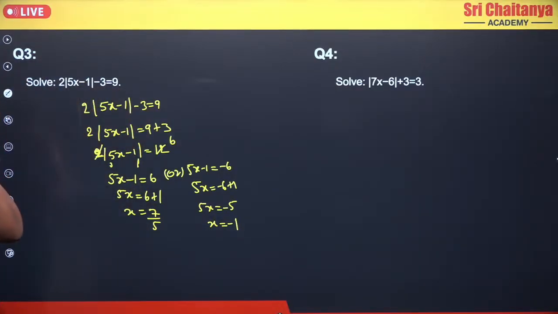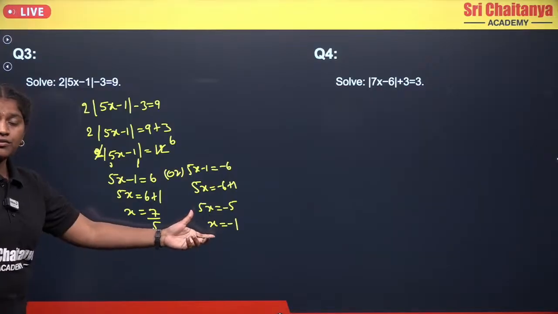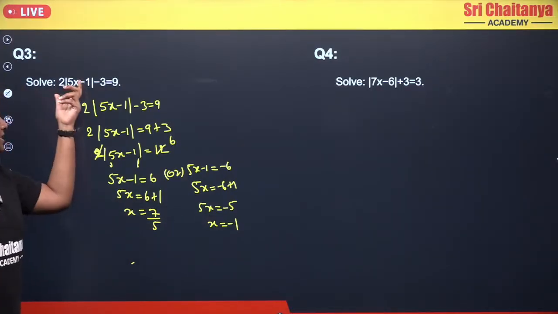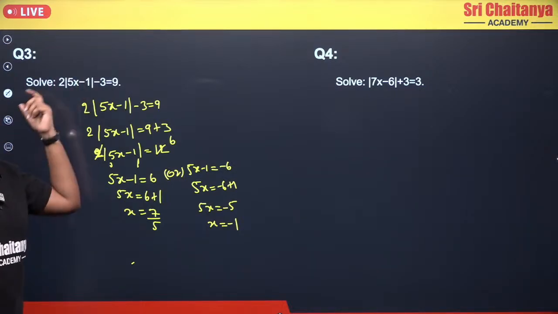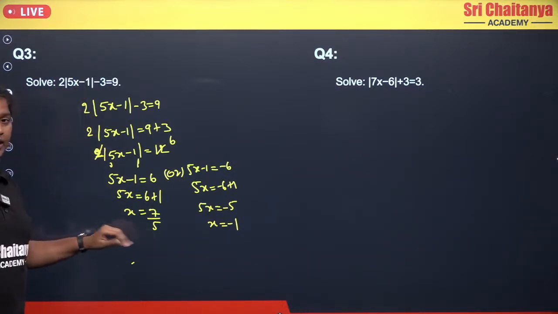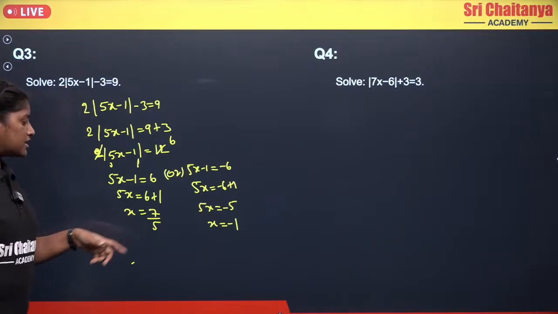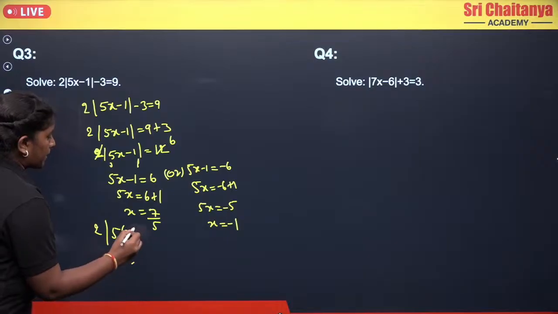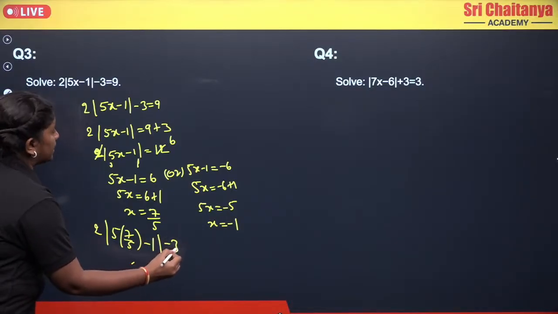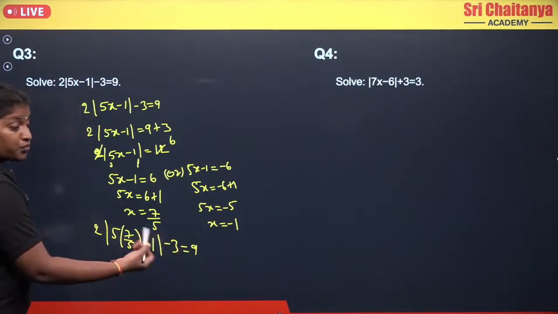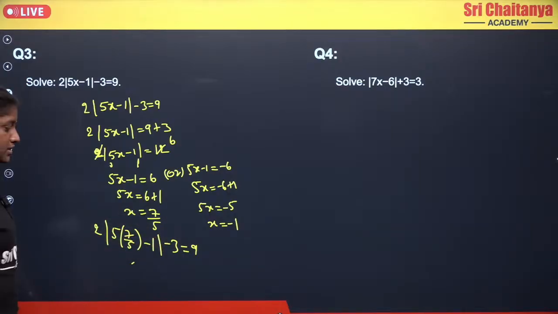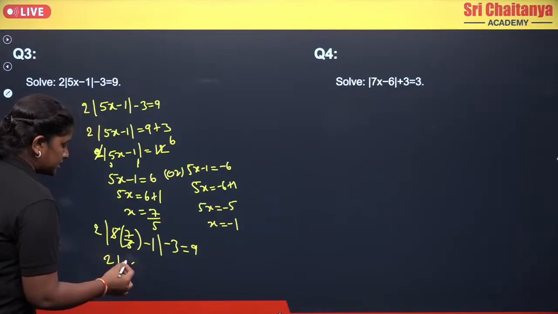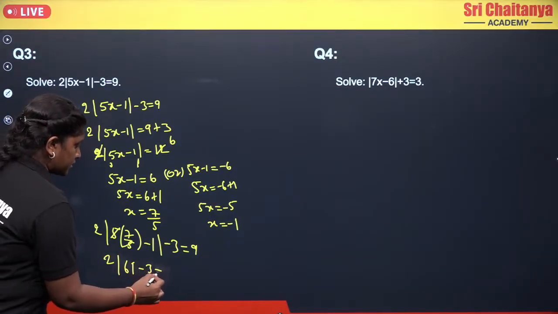Now, if you observe clearly, how can we verify the x values? After getting the x values, just take them and place them in the given equation. If the equation is satisfied, then we will accept the x values. Okay. So suppose you are considering 7 by 5, so 2 modulus of 5 into 7 by 5 minus 1, minus 3 equals 9. We should get our LHS equals RHS. That becomes 2 into modulus of 7 minus 1, 6, minus 3 equals 9.